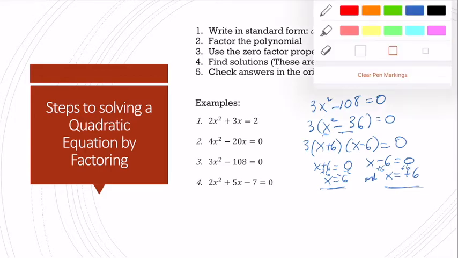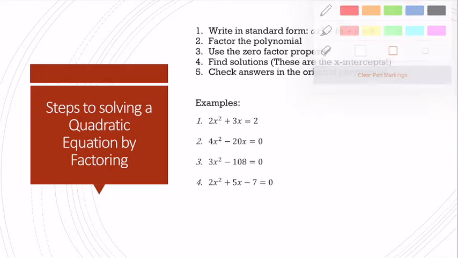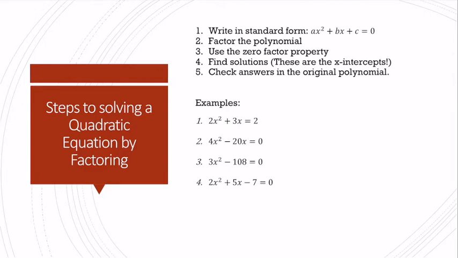Last but not least, let's take a look at number 4. I have 2x squared plus 5x minus 7. So I want to know what are the factors of AC, which is negative 14, that add up to b, which is positive 5. Well, that's going to be 7 times negative 2. So I can pull apart that middle term so that we can factor by grouping. I'm going to go ahead and pull out the greatest common factor over here, which is going to be just an x.